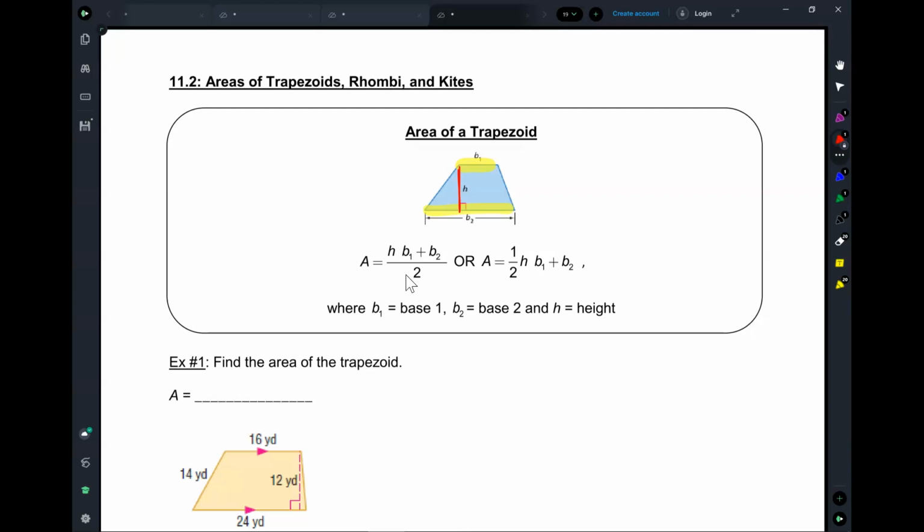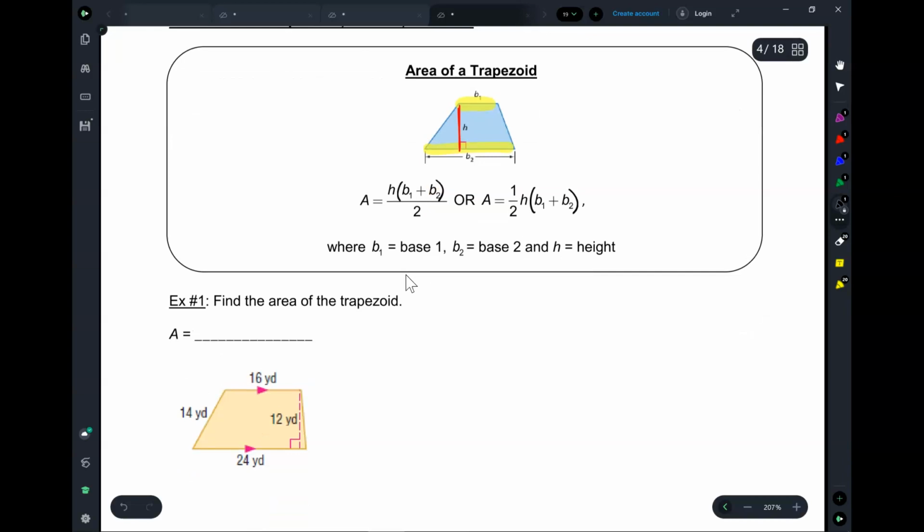All right, so what about the formula of a trapezoid then? It's the height times, there have to be parentheses here, which dropped. It's the height times base 1 plus base 2 over 2. Or another way that we see it written is half times height times base 1 plus base 2. Okay? It's not confusing at all, right?